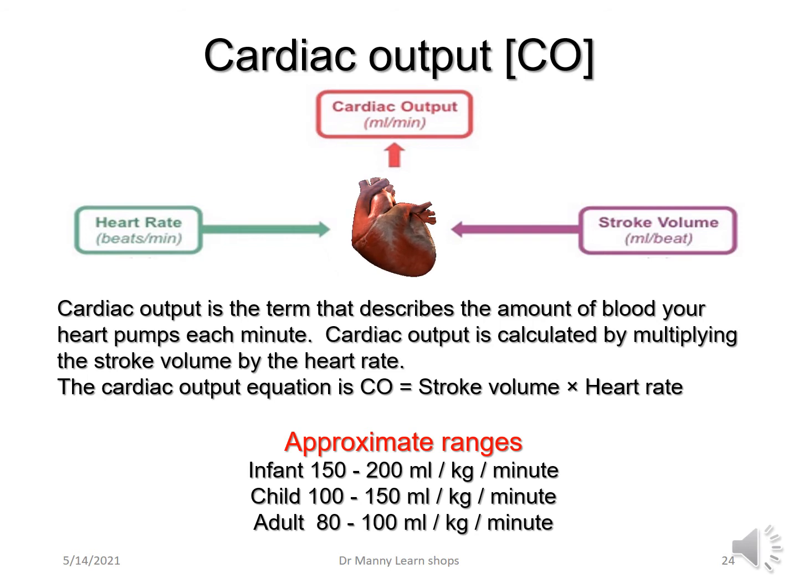Approximate ranges are as follows. They're just approximates. The infant, about 150 to 200 mL per kg per minute. Child, 100 to 150 mL per kg per minute. And an adult, approximately 80 to 100 mL per kg per minute.